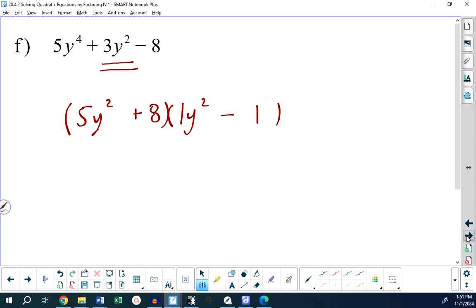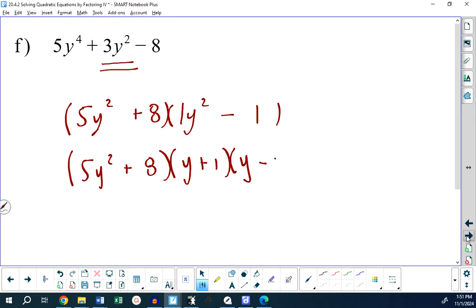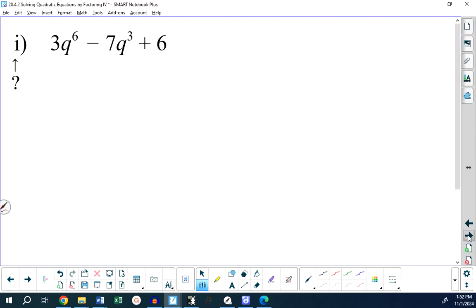And finding those numbers just because it's y squared and y squared doesn't change how you find them. Are we done? One more step. Y squared minus 1 is y plus 1, y minus 1. Are we good with that? So that's f. Of course, from f we go to I.